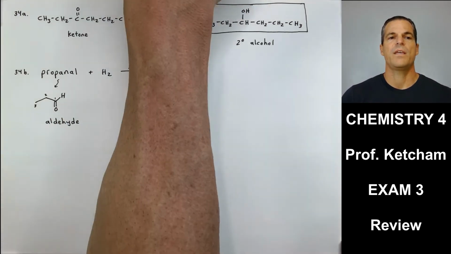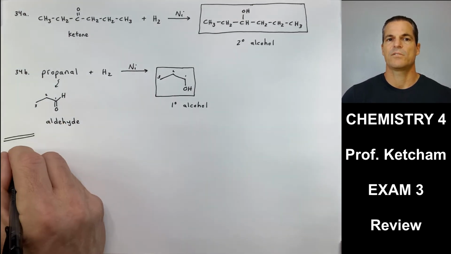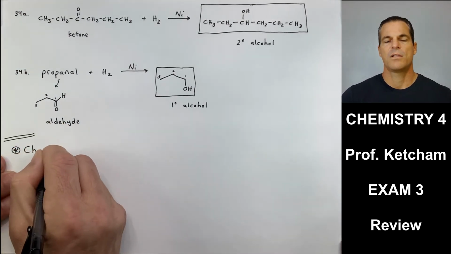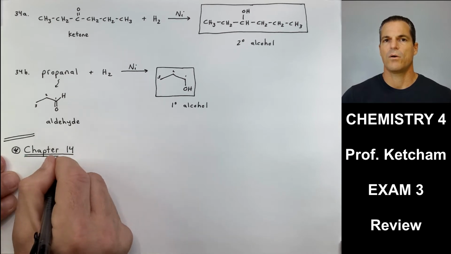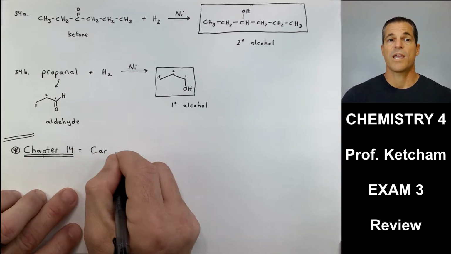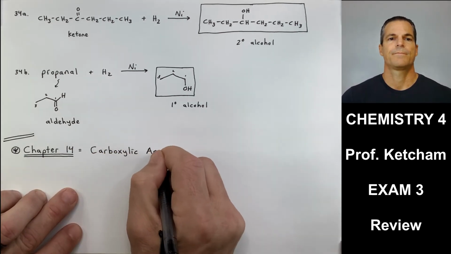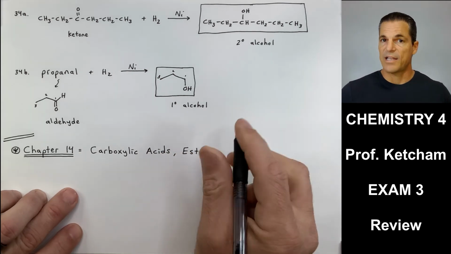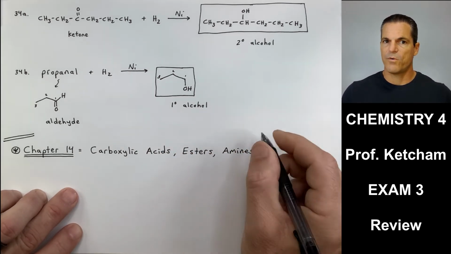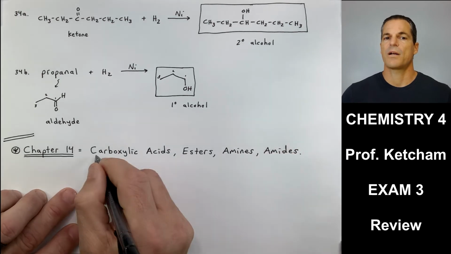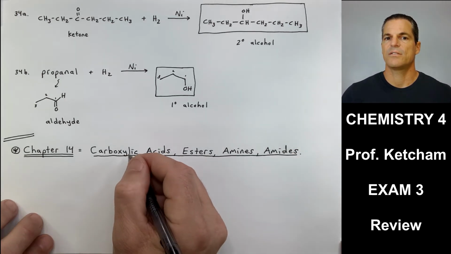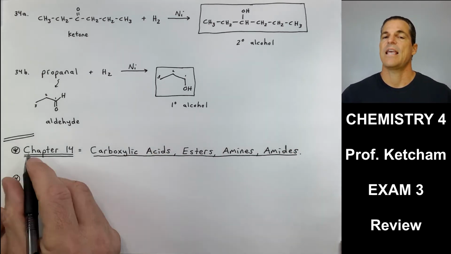In 34B, we see an aldehyde getting reduced to a primary alcohol. Just depends on where the C double bond O functional group is located in the starting material. All right, so that's chapters 11 and 12. Here comes chapter 14. Chapter 14 is carboxylic acids, esters, amines, and amides.